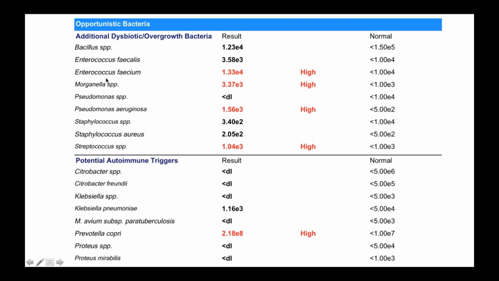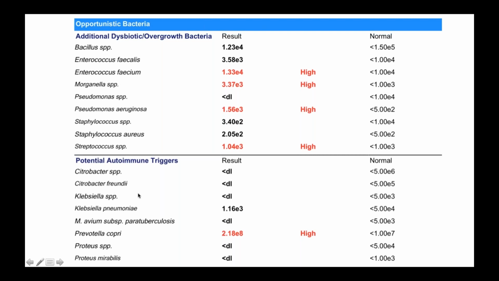One other quick side note is that Morganella has been associated with production of high levels of histamine from the amino acid histidine. So if patients have issues or suspected issues with histamine intolerance, Morganella can be something that may be a contributing factor.